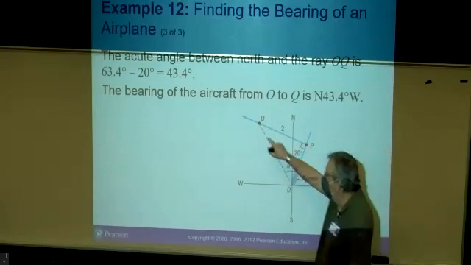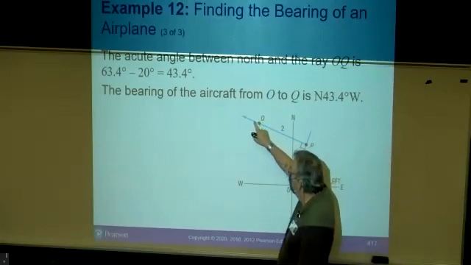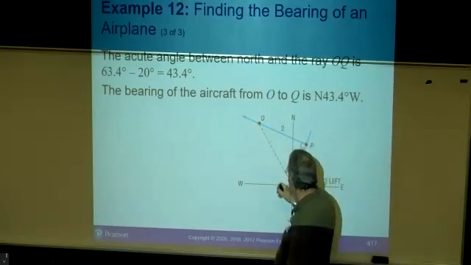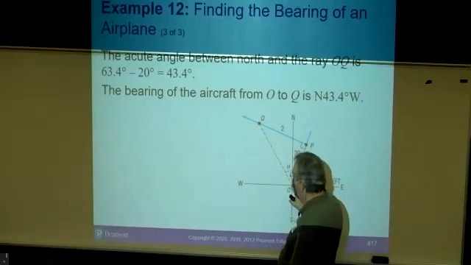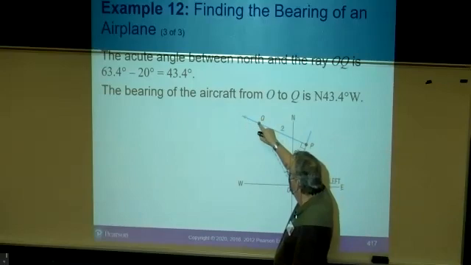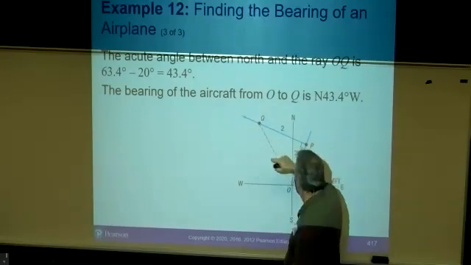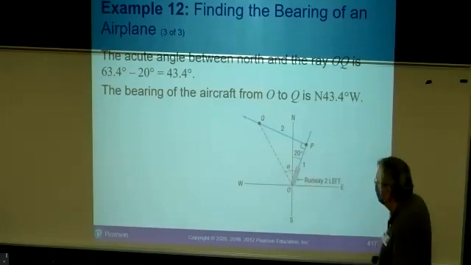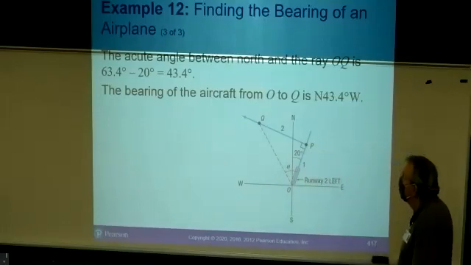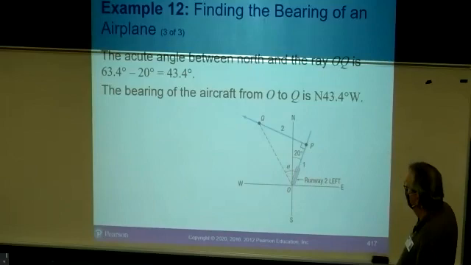At this point, what's your bearing? Because your bearing is going to change, because you're not flying directly away from your reference point. So your bearing is constantly changing as you're getting further away or coming towards.